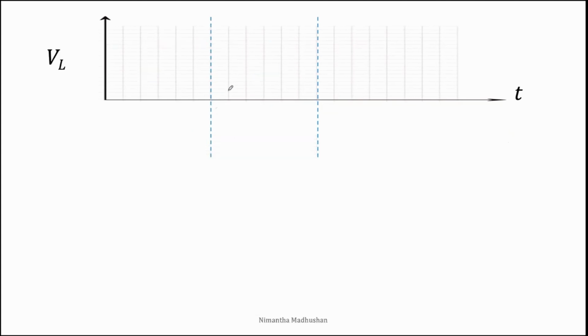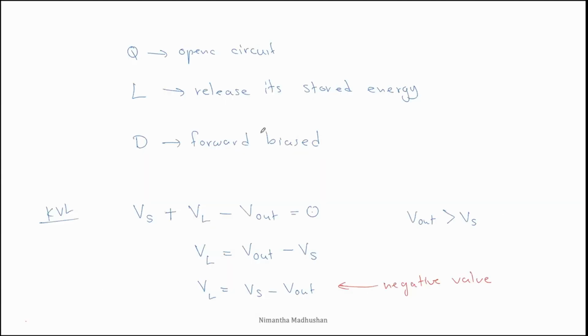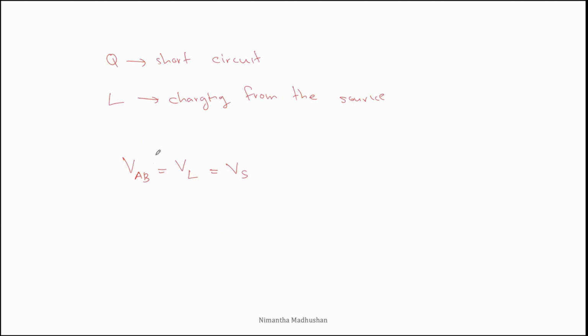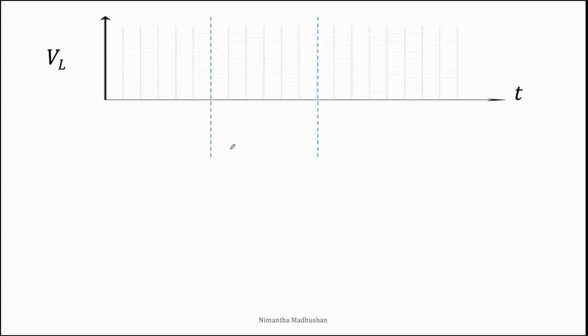And the last one is the inductor voltage. If we consider the turn on time, the inductor voltage is equal to the supply voltage Vs. It is a constant value, equal to Vs during 0 to dTs time.